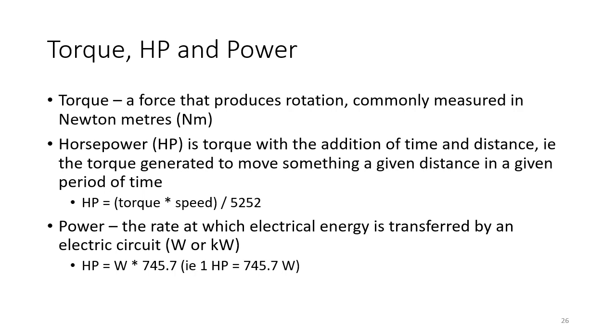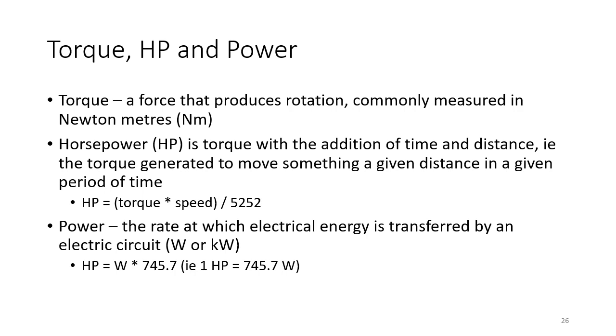When people talk about motors, they often talk about torque, horsepower and power. So I've just got a few notes here on how those are related. Torque is a force that produces rotation. That's commonly measured in Newton meters. So that's a sort of rotational energy that you need. Whereas horsepower, or HP, is torque with the addition of time and distance. For example, you can take the torque generated to move something a given distance in a given time. For horsepower, you typically calculate torque times speed divided by a constant, which is 5,252.